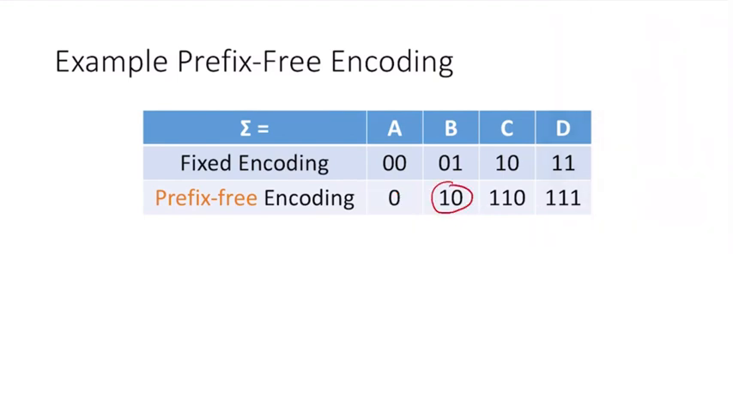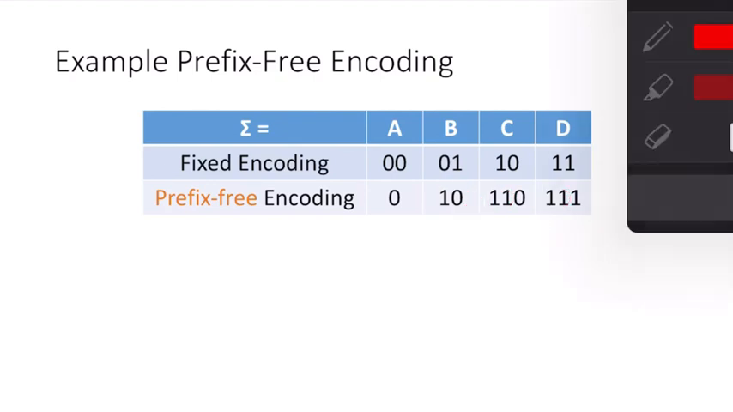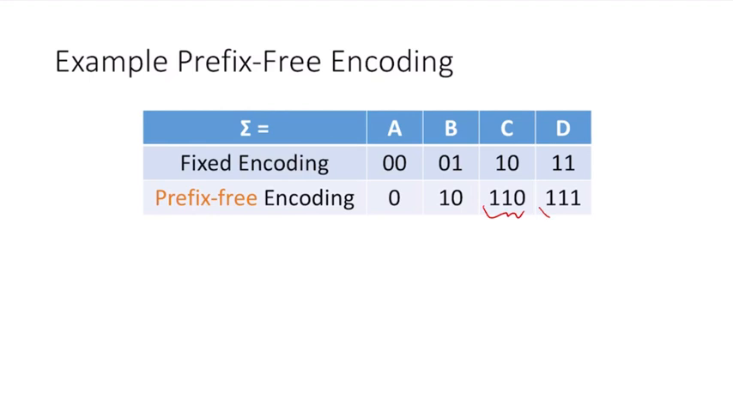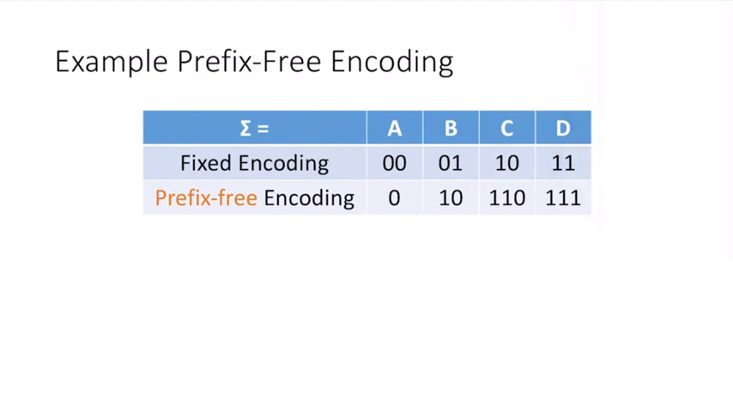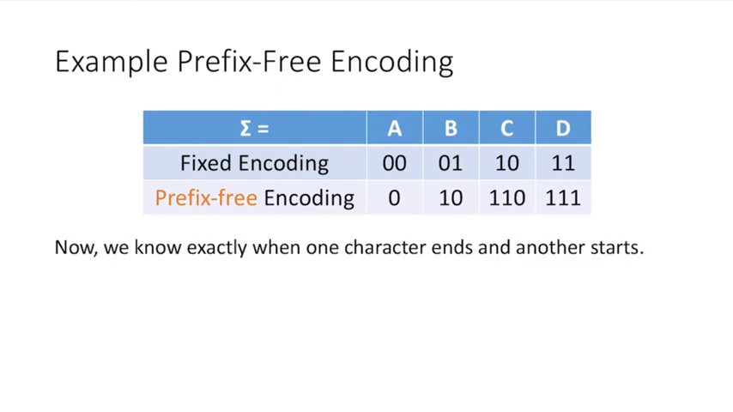If I have 10, you don't see that at the beginning of any other character or symbol. This one starts with 11, this one starts with 11. And while these both start with 11, the one on the right doesn't start with 110. So it's really the prefix part. You never see a symbol that is found in the prefix of another symbol, which would sort of hide it, and we wouldn't know which character it was. So now we know exactly where one character ends and another one starts. That's what you can do with a prefix-free encoding.